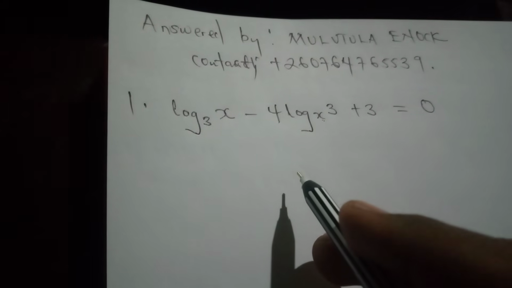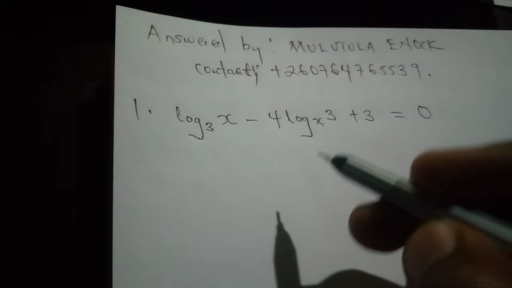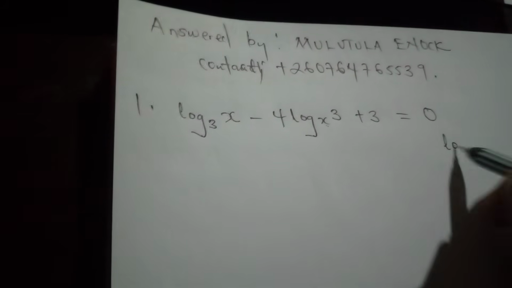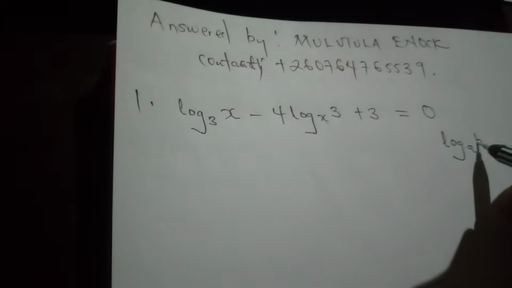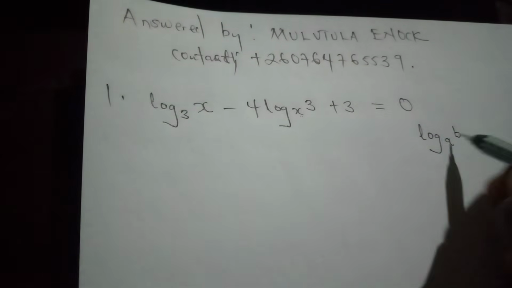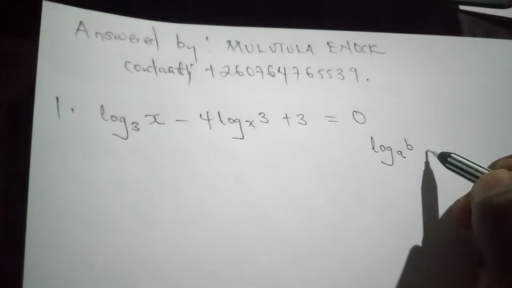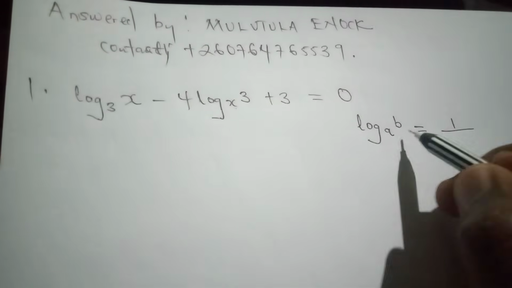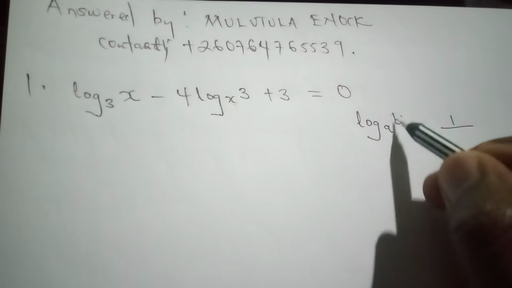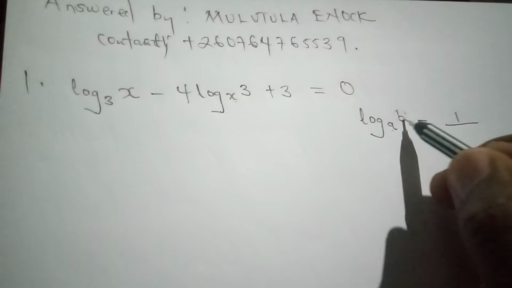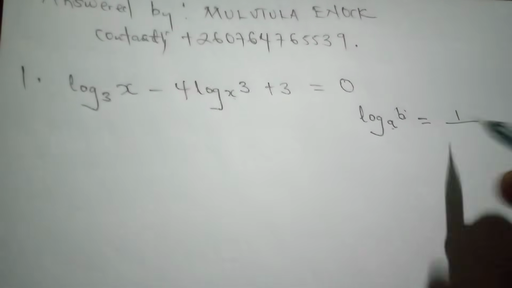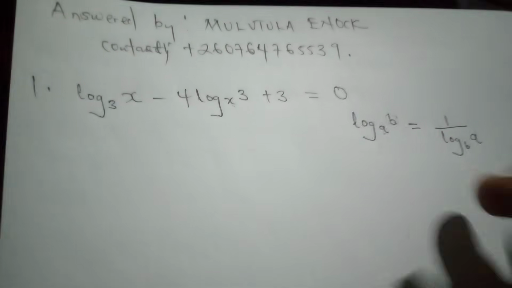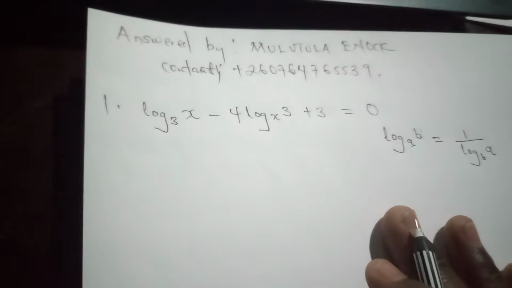Now there are certain properties that you should abide to. When you are having log base a of b, if you want to change it, you introduce 1 over. If this b wants to become the base, they are going to swap once you just introduce that one. So they are going to be log base b of a. That is what I'm going to do there.